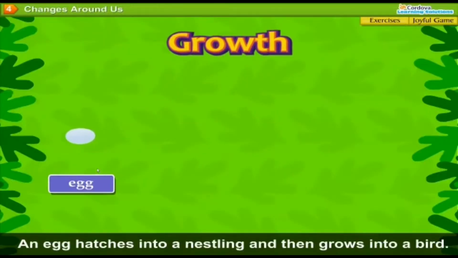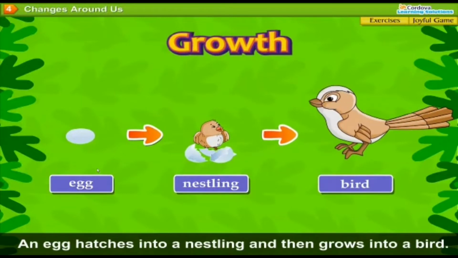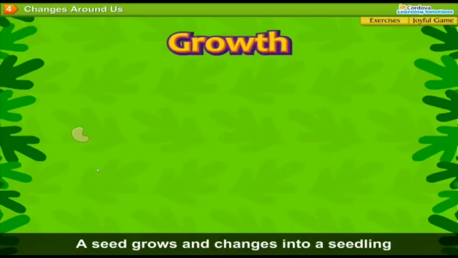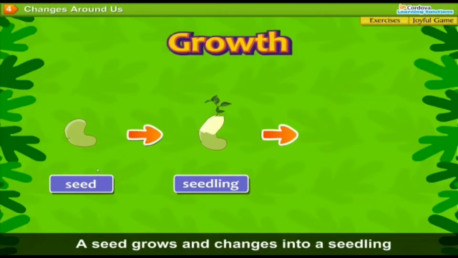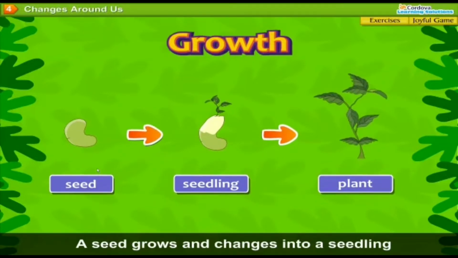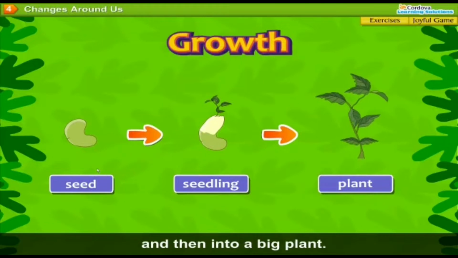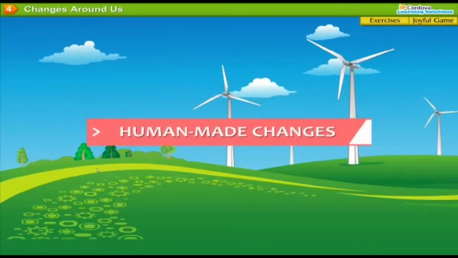Growth. An egg hatches into a nestling and then grows into a bird. A seed grows and changes into a seedling and then into a big plant.